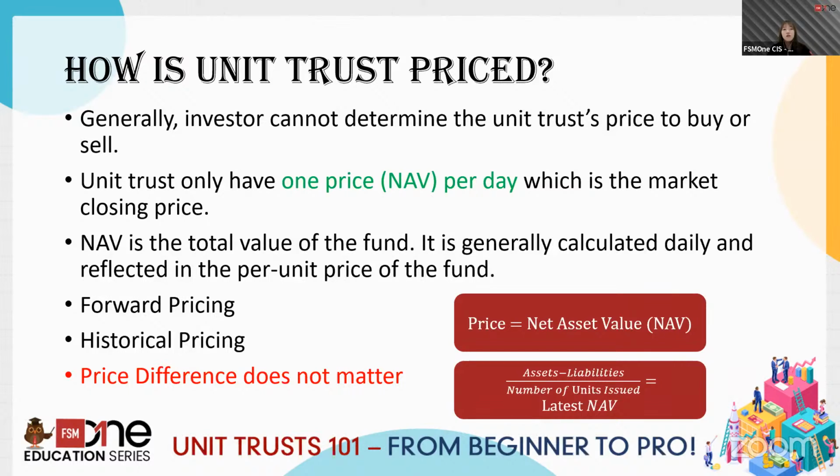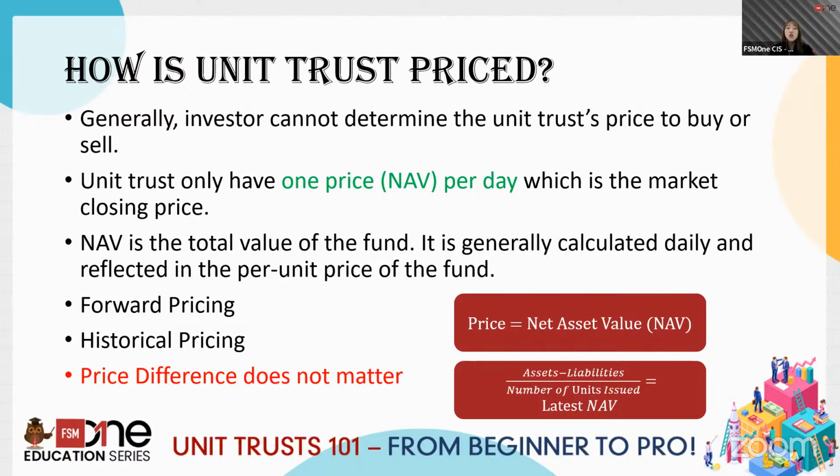So how is a unit trust price determined? In general, investors cannot determine the unit trust price to buy or to sell because unit trust only has one price per day, which is the market closing price. We call it the net asset value. Net asset value is the total value of the fund. It is generally calculated daily and reflected in the per unit price of the fund.